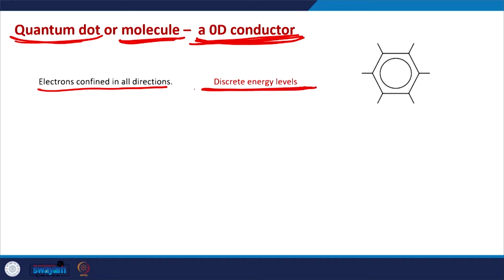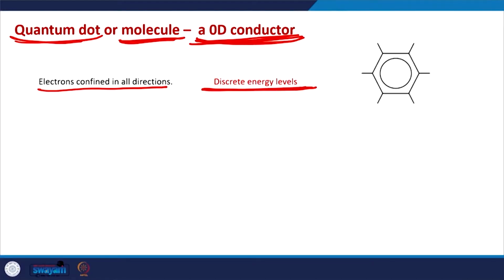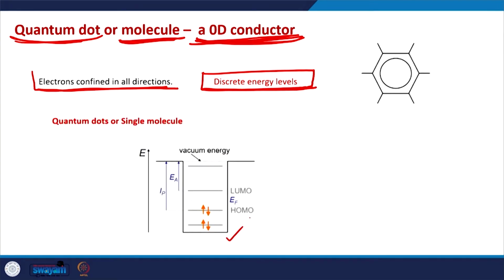So far we have mostly dealt with 2D channels, 1D channels or 3D bulk materials. We did not do a very thorough analysis of 0D channels, and that is what we are going to do now. In a 0D conductor, the characteristic is that the electrons are confined in all the directions, which means that the electronic energy is discrete. There is no continuum of energies. It is like the energy of a single atom. And this is how the energy levels of a quantum dot or a molecule look.